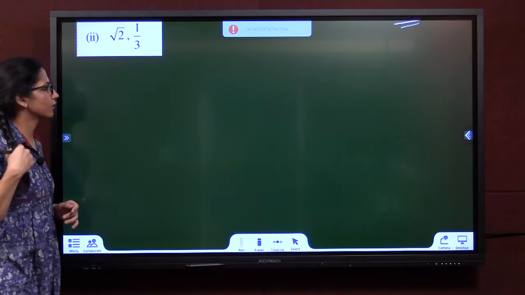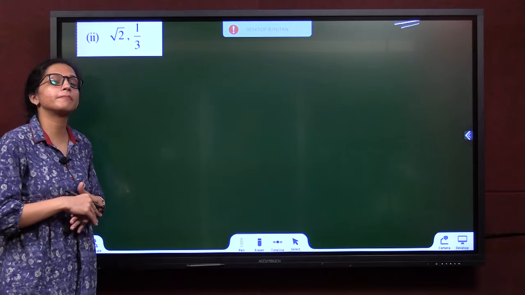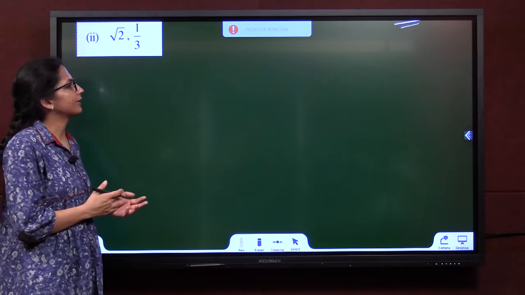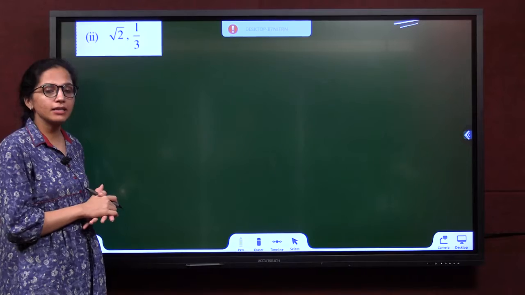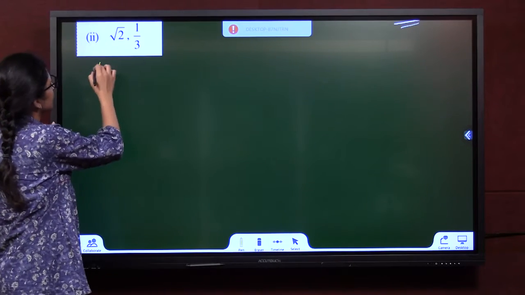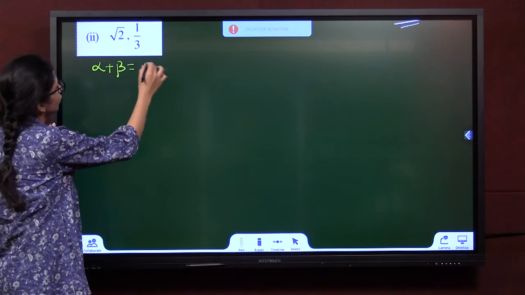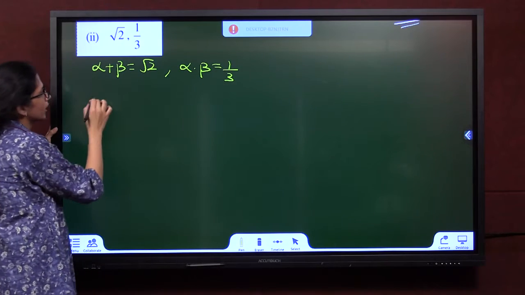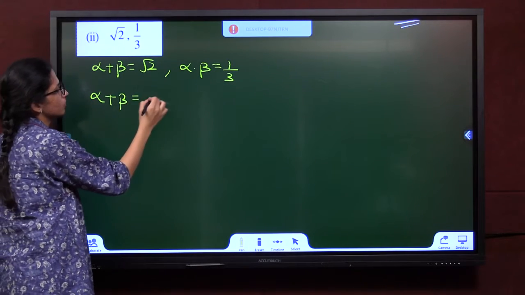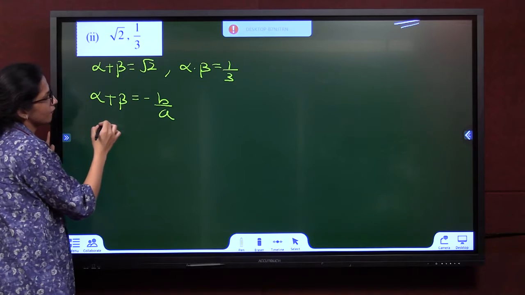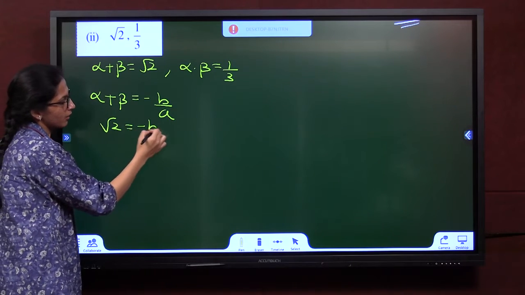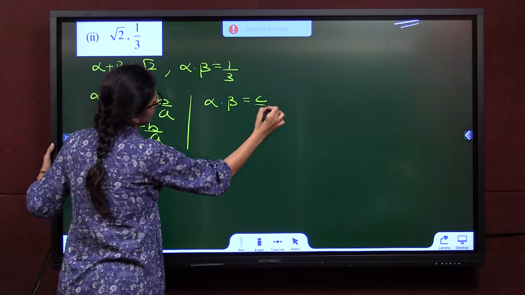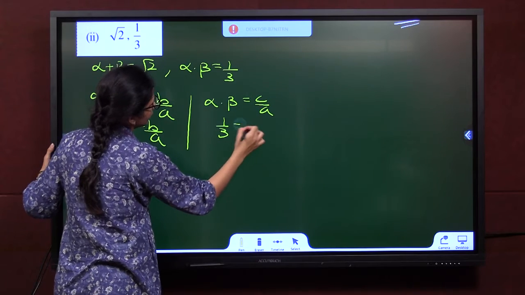So before we start the next question, you will have to write down let p of x be equal to ax square plus bx plus c be the general form of a quadratic equation and alpha and beta be its zeros. It is given that alpha plus beta is root 2 and alpha into beta is 1 by 3. We know that alpha plus beta is equal to minus b by a. Alpha plus beta is root 2 equal to minus b by a. We know that alpha into beta is equal to c by a. 1 by 3 is equal to c by a.